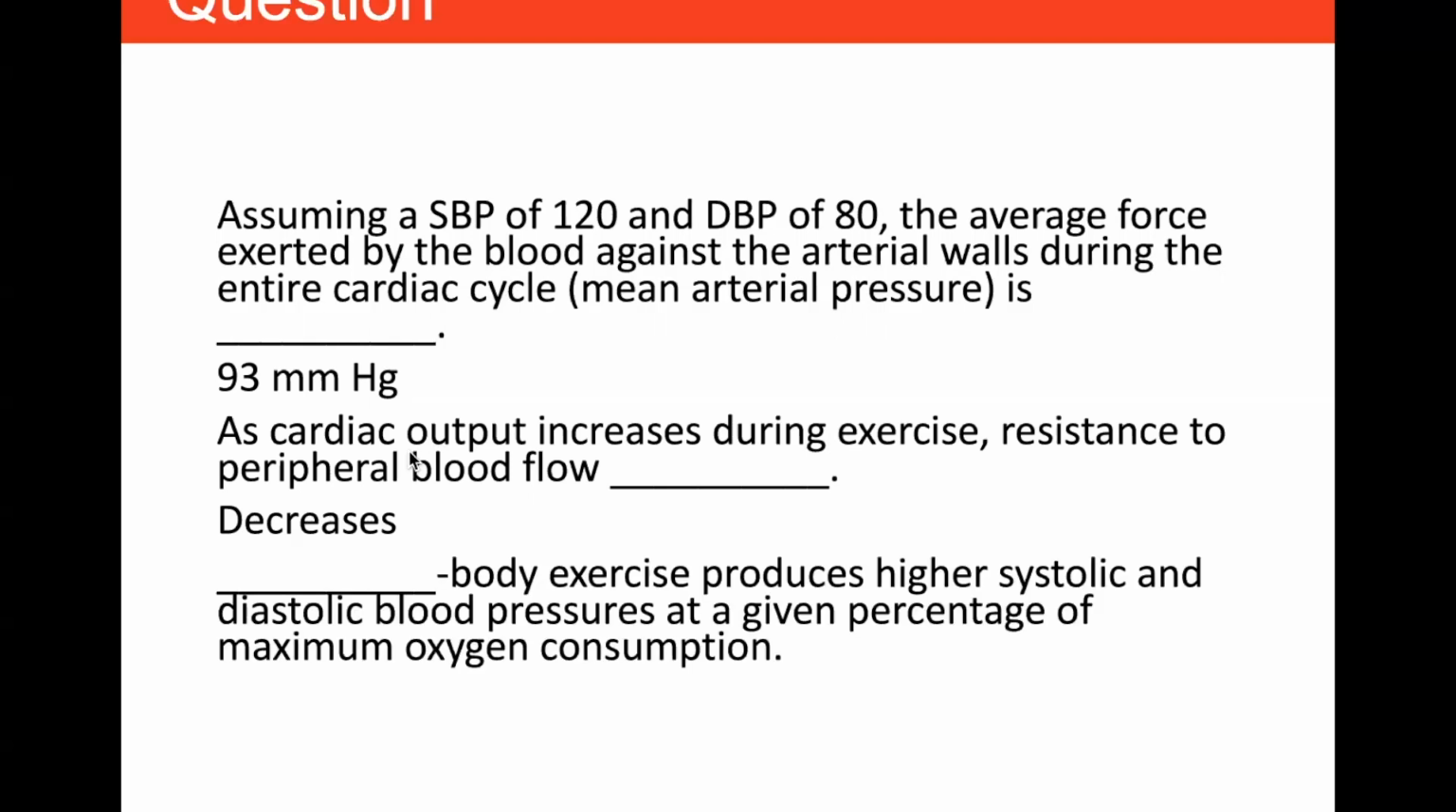All right, what body exercise produces higher blood pressures at a given percentage of oxygen consumption? And that is going to be upper. Yeah, so we're not as efficient at exercising. It's harder for our body to exercise. We get more pressure changes during exercise. Upper body in general is not as good when we're talking about pressure and VO2.